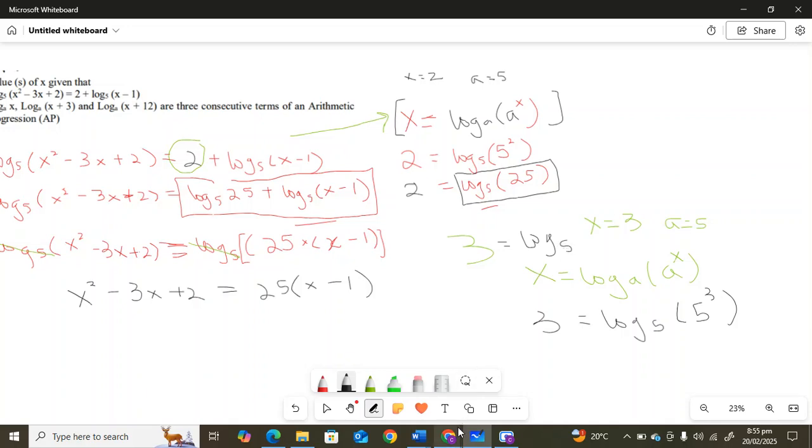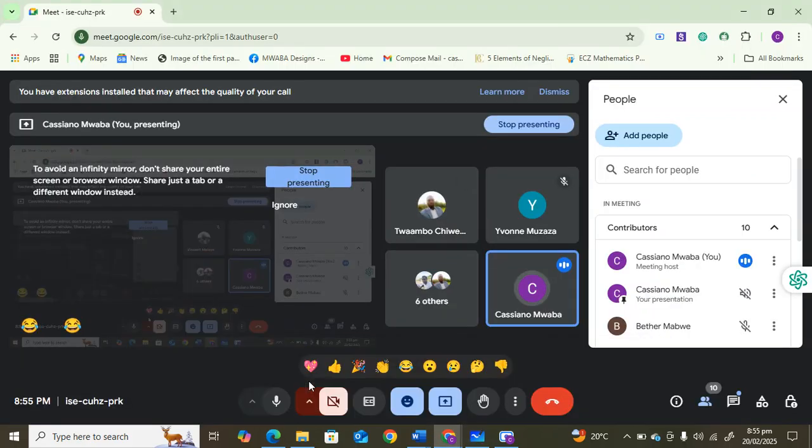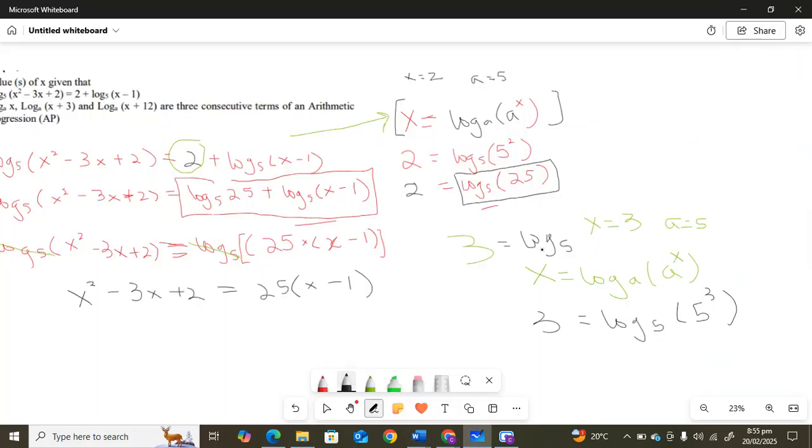As I said, if you want to convert a number into logarithmic form, you say so. In this example here, I want to convert 3 into log 5. That's where the 5 is coming from, madam.